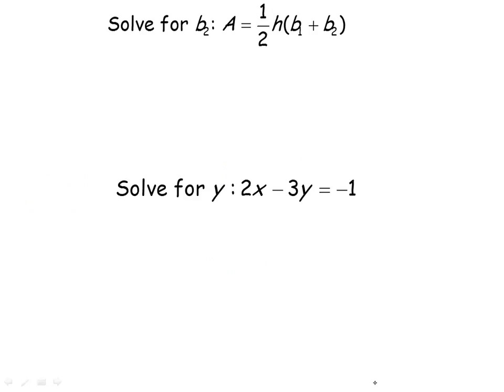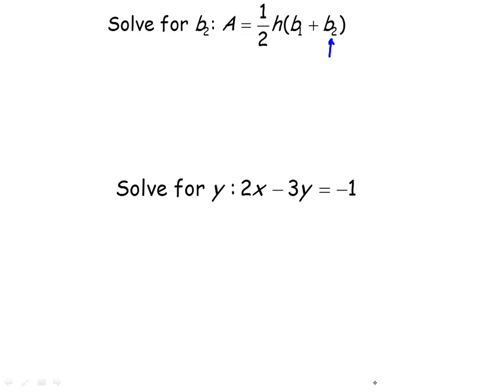I'm going to do the one on top with you. The one on the bottom you should be able to do. The one on the top. We need to get to this b sub 2. This is the area of a trapezoid, by the way. But that b sub 2 is embedded in grouping symbols. So somehow or another we need to get rid of those grouping symbols.